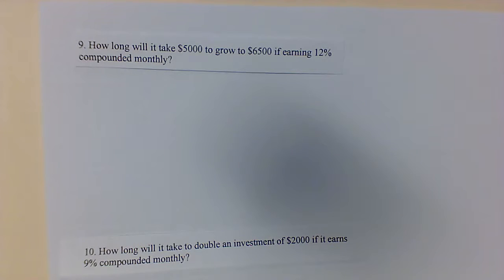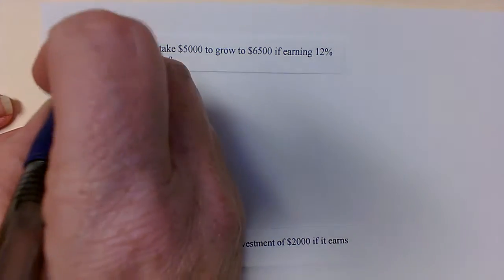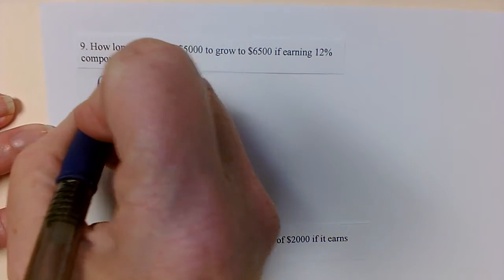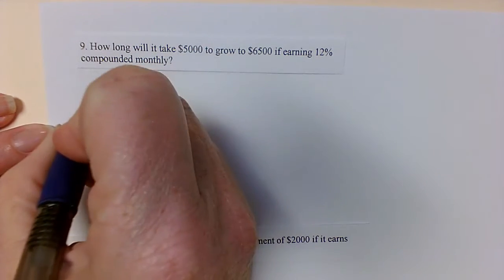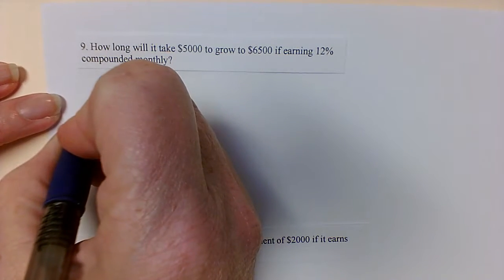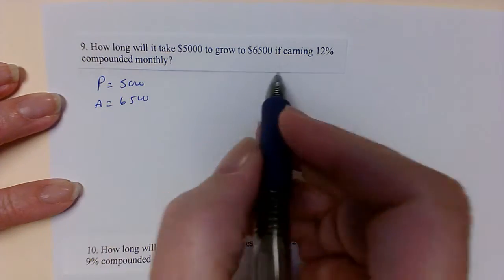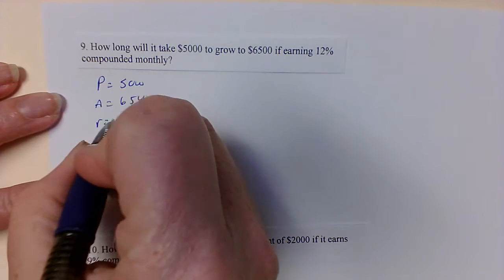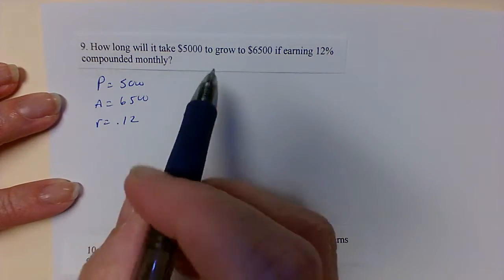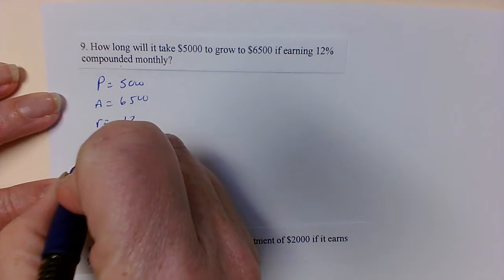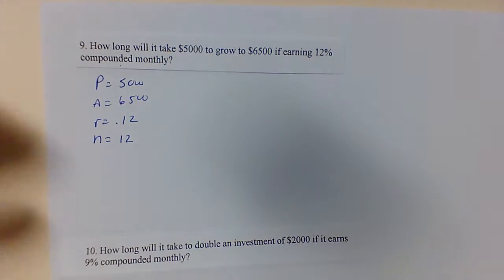So when we look at number 9, we're looking to see how long it will take 5,000 to grow to 6,500 if earning 12% compounded monthly. So we want to pull those apart and see what our values are. So in this case, we have 5,000 is going to be our P. 6,500 will be our A. It's going to be our accumulated value. Our R is 12%. Remember, we need to write that as a decimal. And we're being compounded monthly, so monthly is going to be n equal to 12.